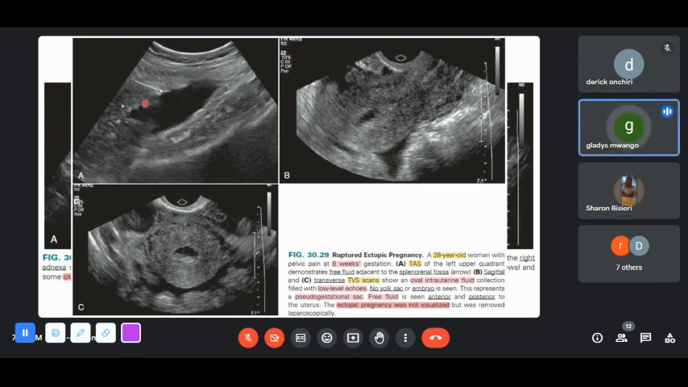And then the next one, they see the same image, and you can see again it is a pseudo gestation. It's right in the middle of the uterus. It's not eccentric. And then there's that clot within it, and there's that free fluid in the POD and surrounding it.